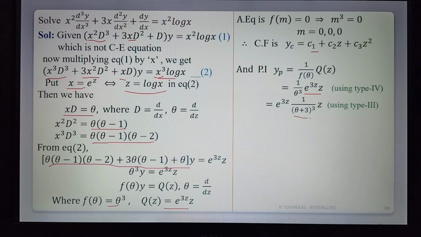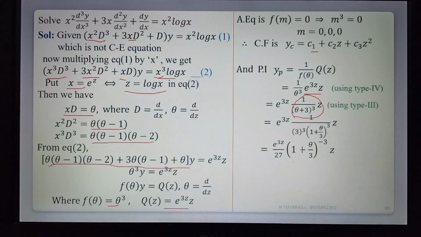Again, using which form here? 1 by f of D into x power k, type 3. That is z power k here. So theta plus 3, taking the lowest degree term common, 1 plus f of theta. Lowest degree 3 common: e power 3z by 3 cube into 1 plus theta by 3 whole cube. So that is equal to e power 3z by 27 into 1 plus theta by 3 whole power minus 3, into z.